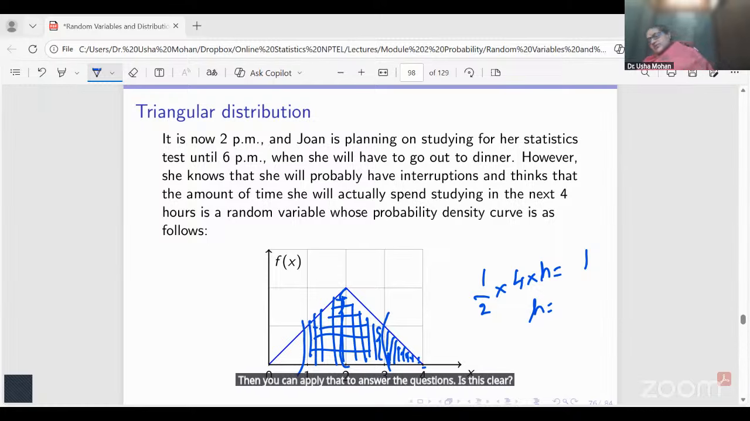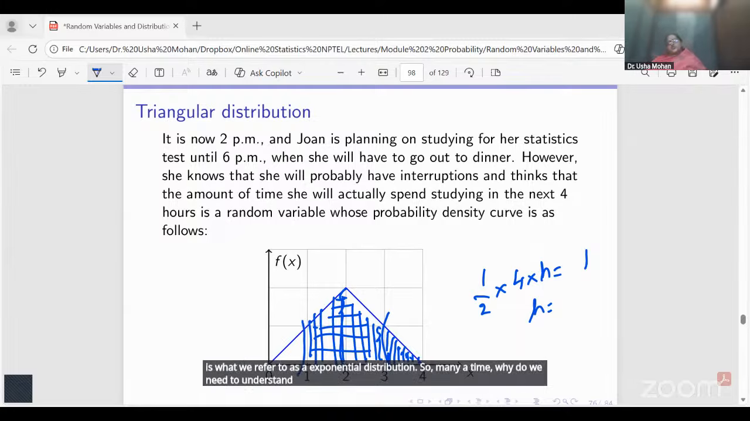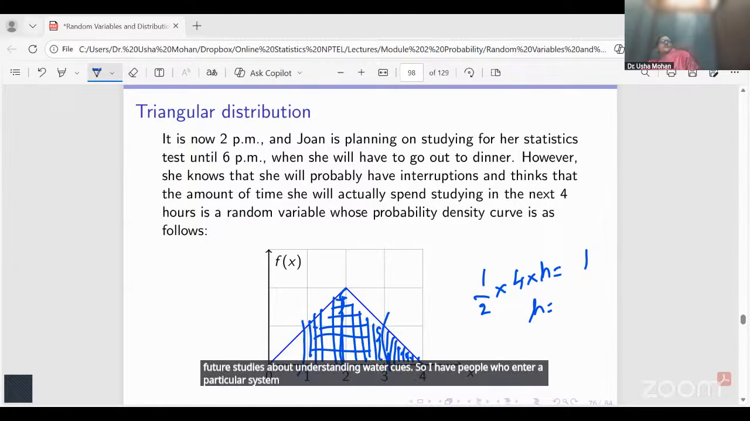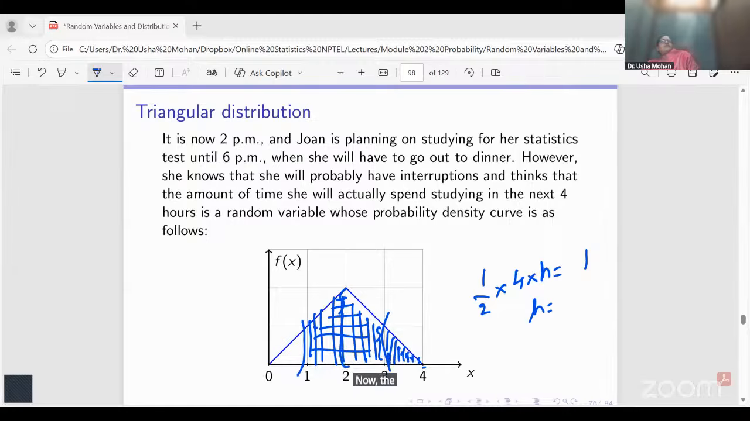Now the next question, or the last distribution, is what we refer to as an exponential distribution. Why do we need to understand the exponential distribution? When you are doing future studies about understanding queues, I have people who enter a particular system and form queues. Now the number of people is a discrete distribution. But the time between the arrivals, will it be discrete or continuous?